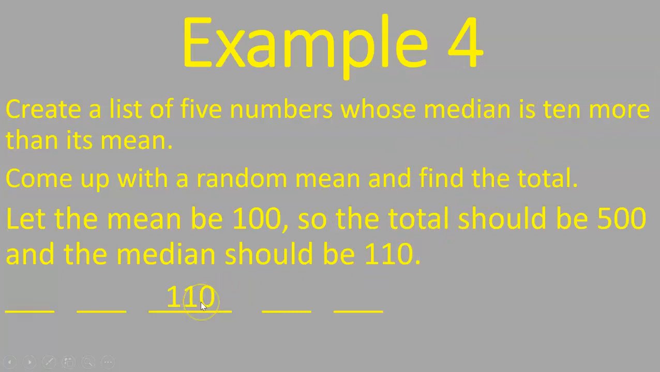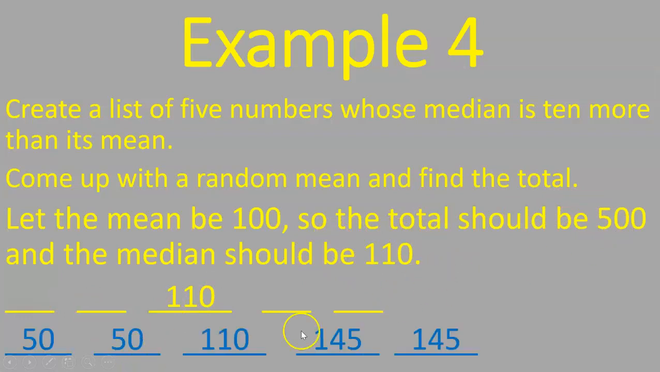So I'm going to put 110 in the middle, and I'm going to force these numbers to add up to 500. Okay, so this would be an example, one of many examples. I just knew that we had to have 110 in the middle, then we had to add up to 500.